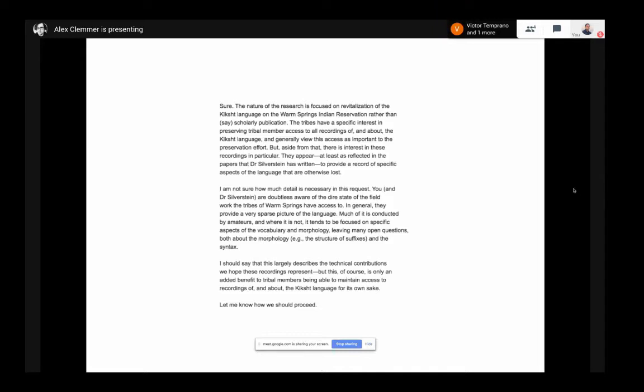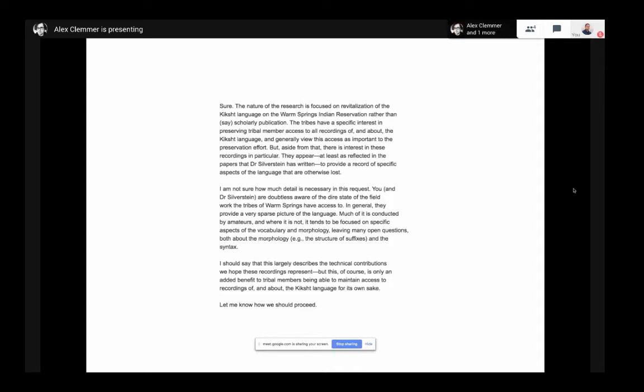So the point of the request was to demonstrate three things. First, I know what I'm doing. I know about the research. I have an educated opinion about what I think these recordings offer, but I view this, and the tribes view this, as important for us to have, regardless of whether or not they represent a technical contribution at all.